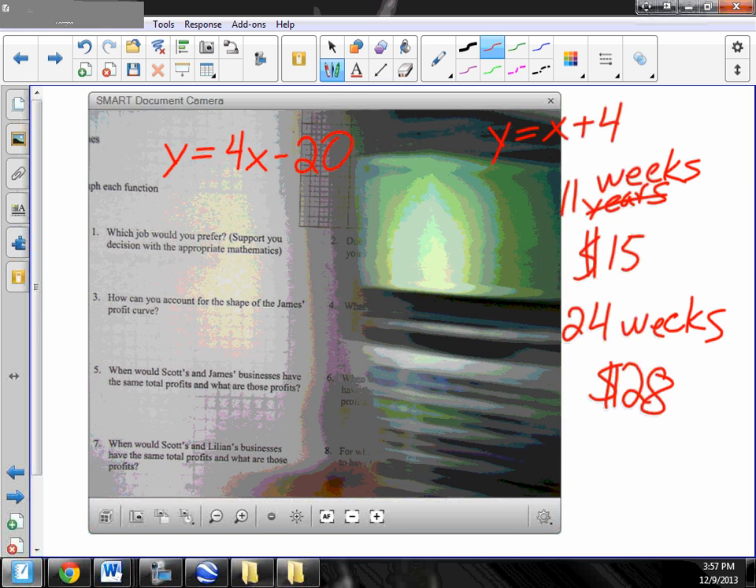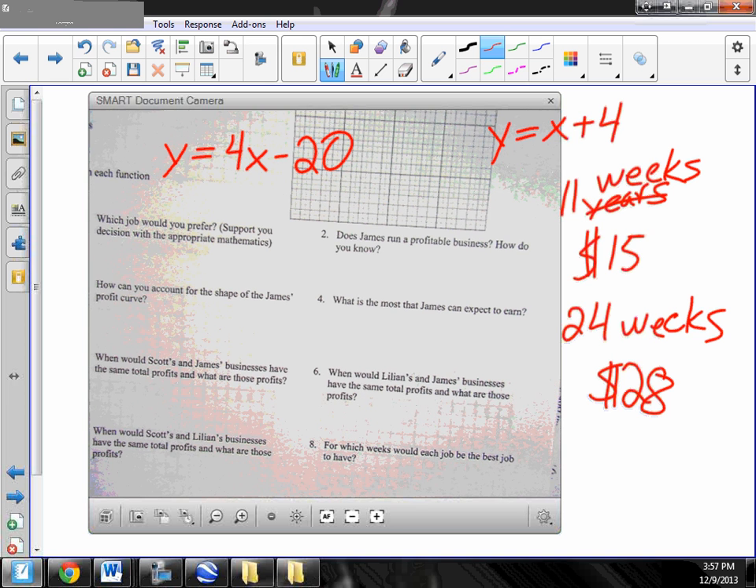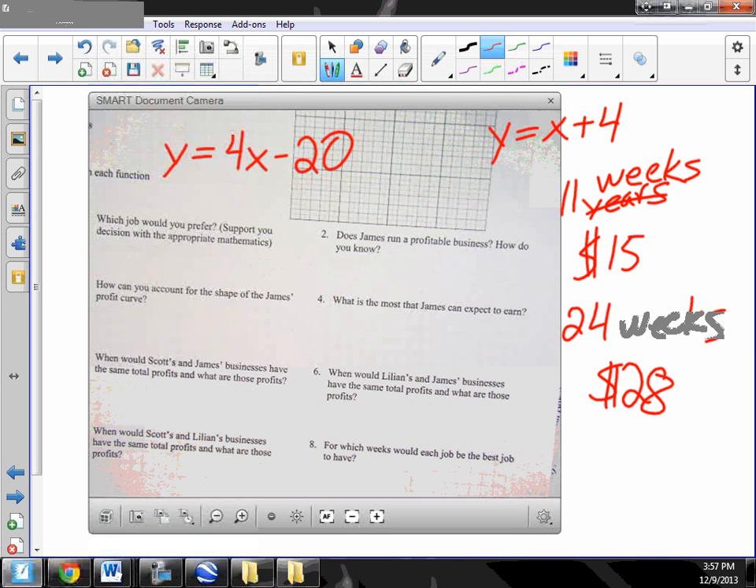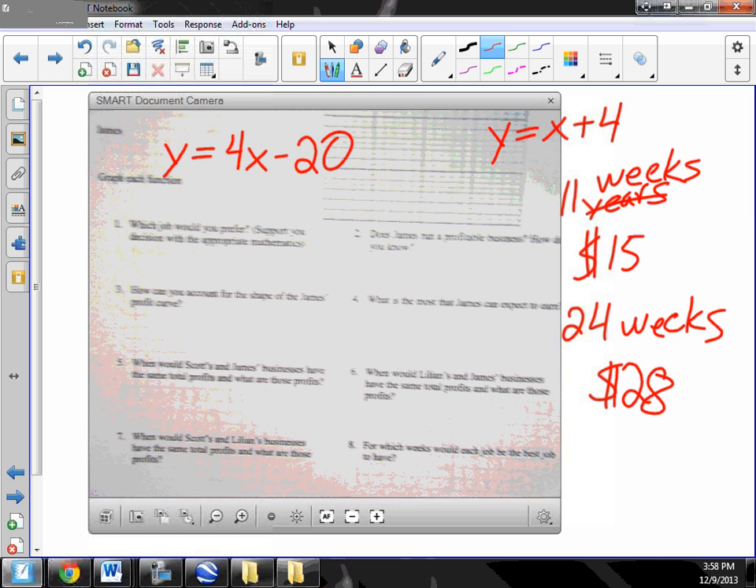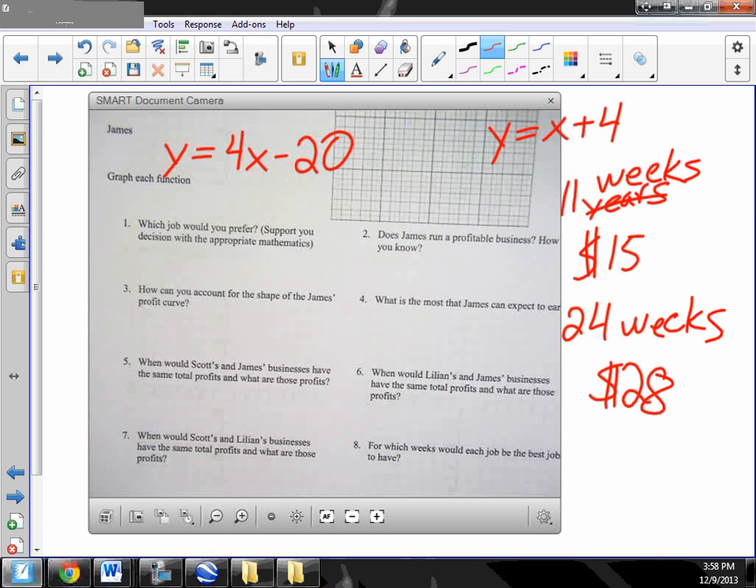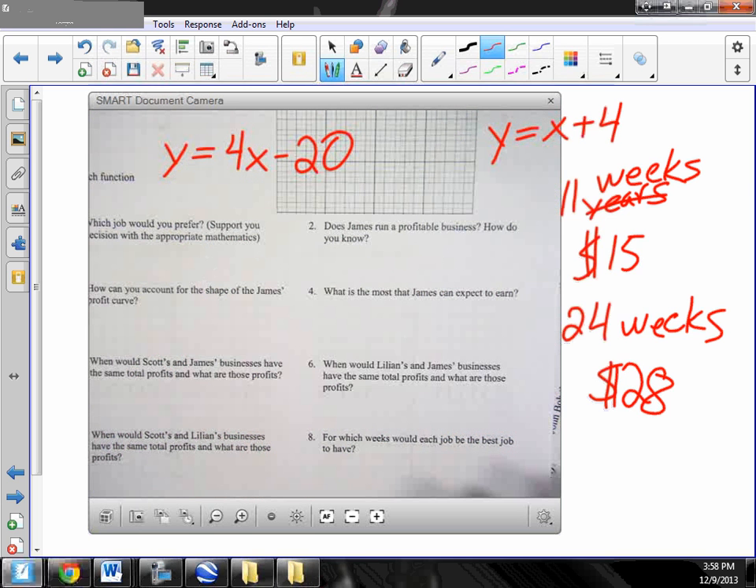Okay. So number 6. When would Lily's and James's business have the same total profits, and what are those profits? So you need to find the intersection with Lily's graph and James's graph. Number 7. When would Scott's and Lily's businesses have the same total profits? Okay. And then number 8 is the tricky one. For which weeks would each job be the best job to have?